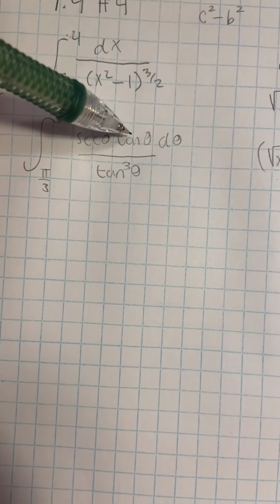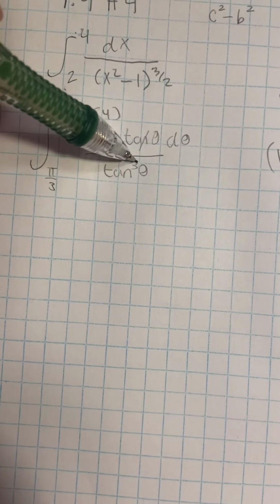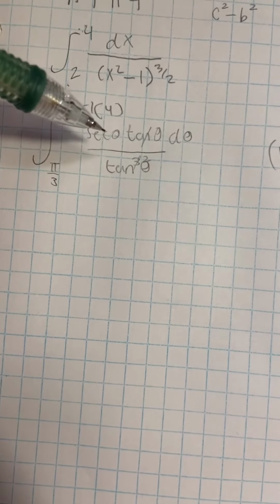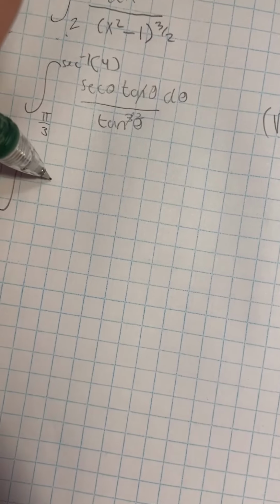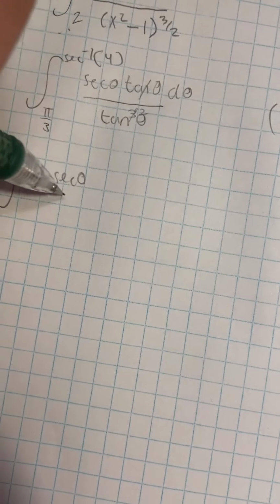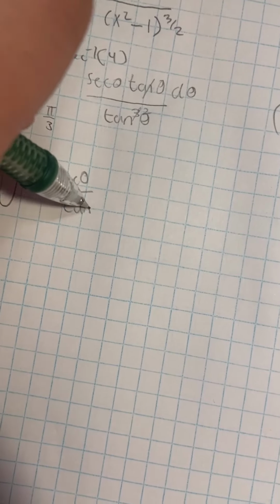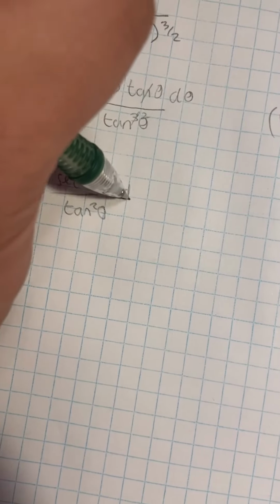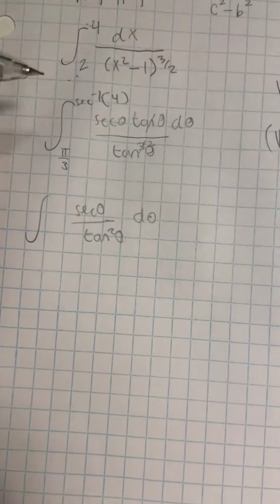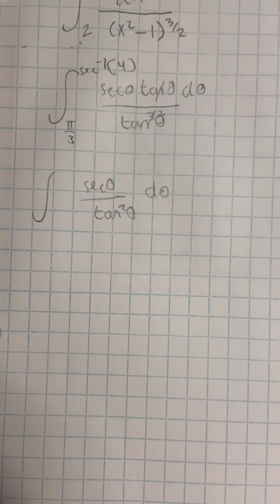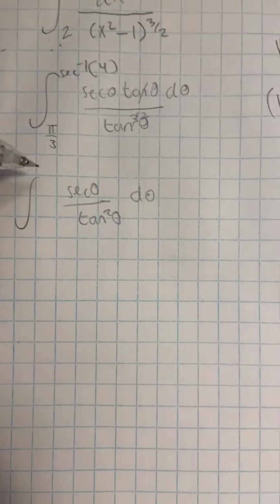So we know that we can cross out tangent here and cross out one of the tangents here and make it tangent squared. So we'll just rewrite that now. And we're going to leave out these guys for now. So we got secant theta over tan squared theta d theta. Now at this point we kind of need to rewrite this in terms of sine and cosine.